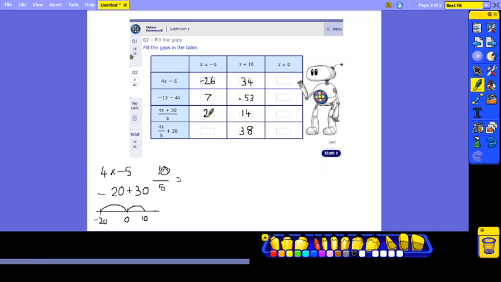Okay, next one. X the same as -5. So 4 lots of negative 5 we've done already is negative 20. Negative 20 over 5 then. So negative 20 divided by 5. Just see this as 20 divided by 5, which is 4, but it's a negative. So it's going to be negative 4.